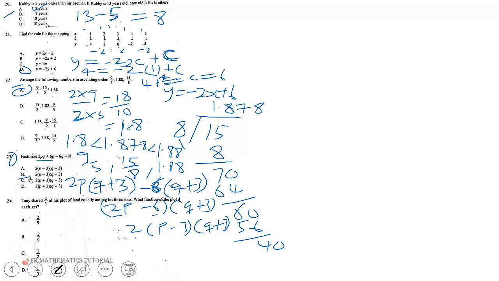Tony shared 2/3 of his plot of land equally among his 3 sons. What fraction of the plot does each get? So 2/3 divided by 3. This is the same as 2/3 times 1/3. That will give us 2/9. So it will be 2/9.